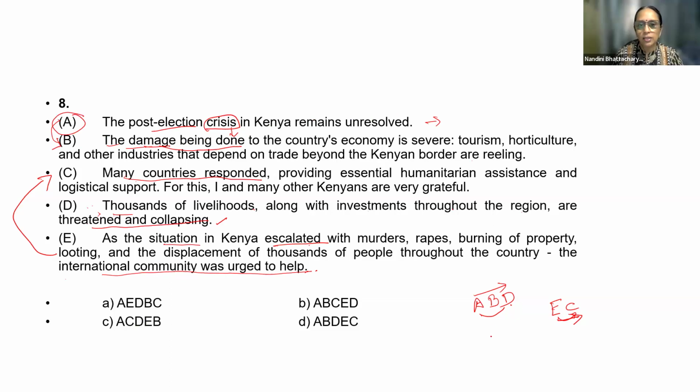But we can say that A and B go together. Now, A and B come here. We can eliminate options A and C. So, now what do we see? C and E do go together, but not in this order. So our only option is D.